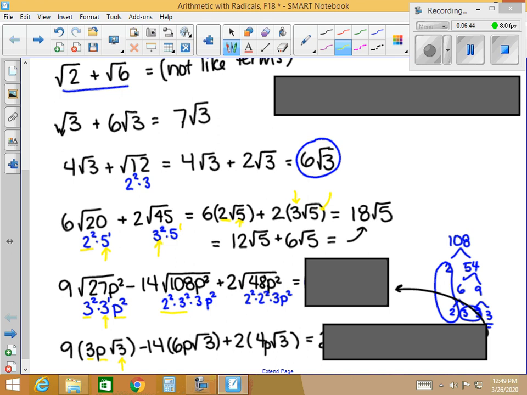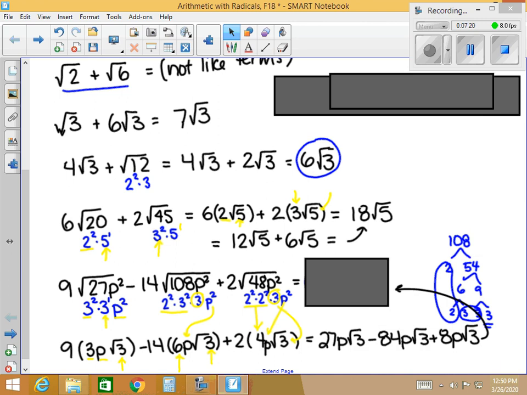Over here on the 108, we get both a 2 and a 3 that get to come out. Putting them together is a 6. The p squared comes out as a p, and this lonely 3 stays right where it is. From the 48, 2 2s come out, the p comes out, and again, that 3 is stuck underneath. Putting like terms together and finding those products, we can multiply 9 times 3, 14 times 6, and 2 times 4, and keep the p's where they are and clean things up to be here.